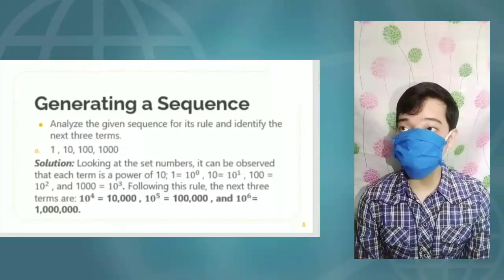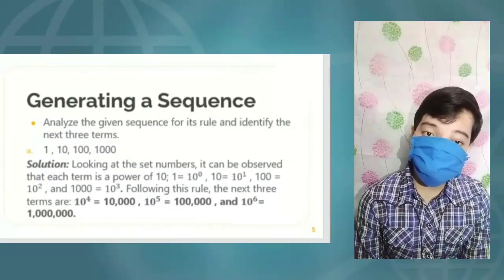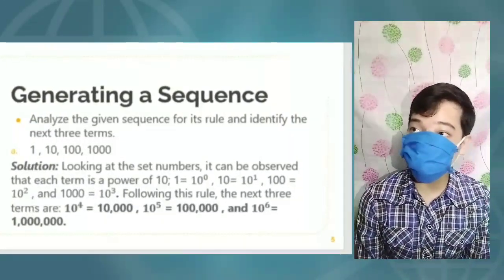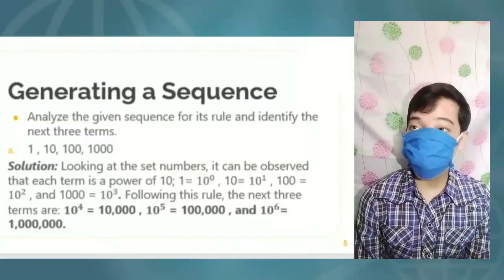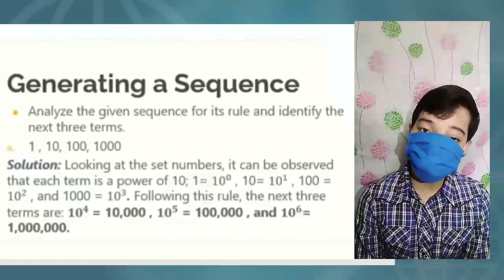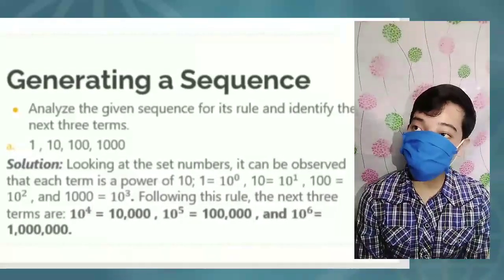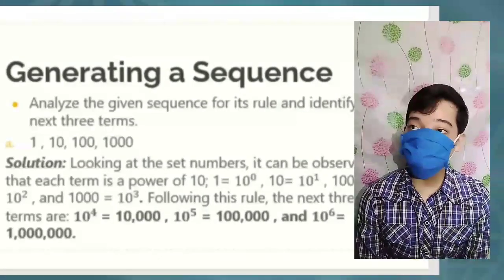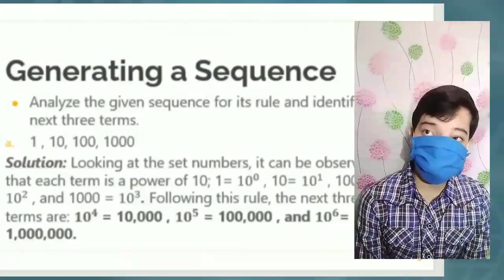So how do we generate a sequence? For example, we analyze this given sequence for its rule and identify the next 3 terms. We have here 1, 10, 100, and 1000. So how do we find the next terms?